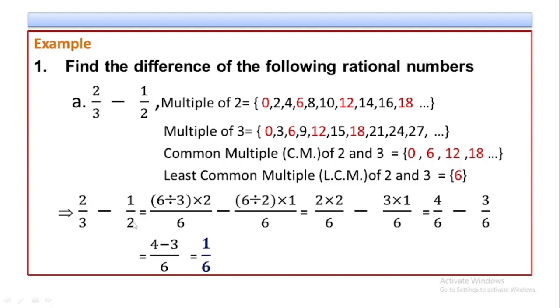You see, it is simply easy if we determine the LCM of the two numbers as 6 according to the rule.